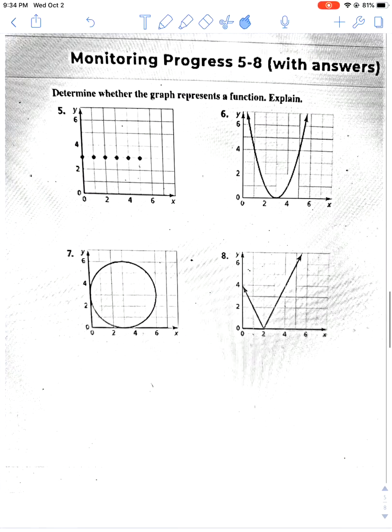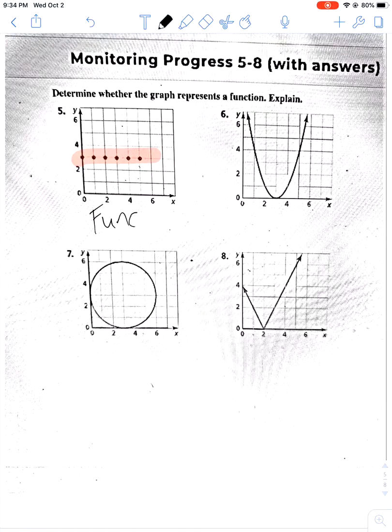So, now I want you to try it. Again, pause the video, try it. See if you know what you've just learned and how to use it. Okay, so let's look at this. Do you see any place where I could draw a vertical line? I don't either, so we've got a function. Here? No. No place here either, so that's a function.